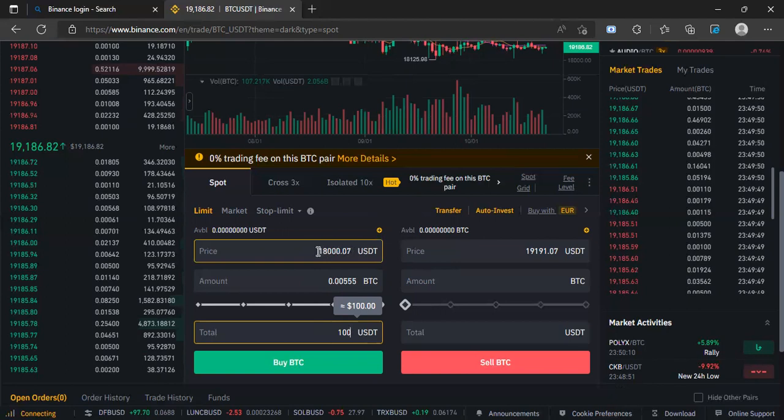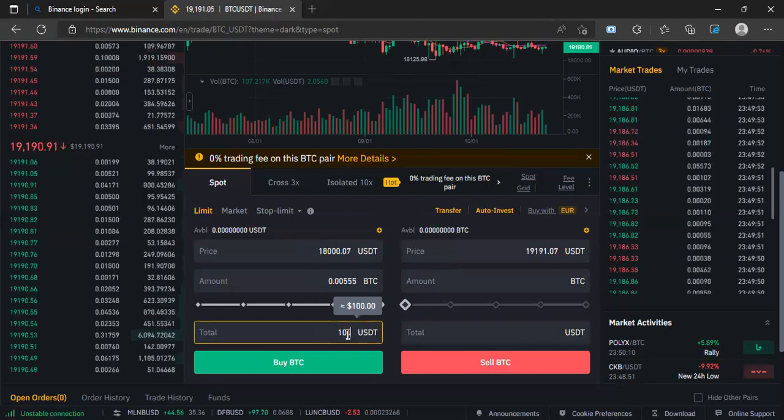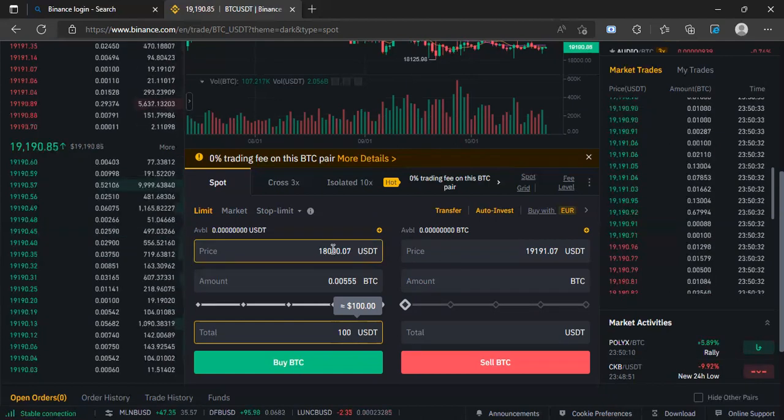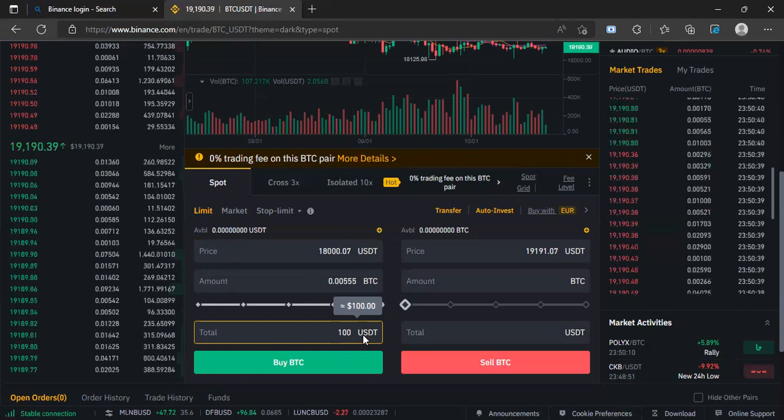Exactly. That's a buy limit order. This has familiarities with the Forex buy limit and sell limit stuff, right? We're setting the buy limit at 18,000 and expecting that when price gets to 18,000, our buy limit gets triggered and we expect price to go higher. Buying $100 worth of USDT, that's correct. So you're buying 100 USDT worth of Bitcoin. In that case, you're going to get 0.00555.